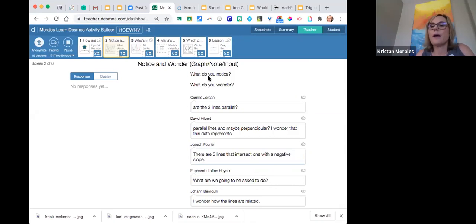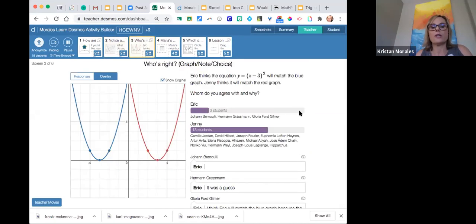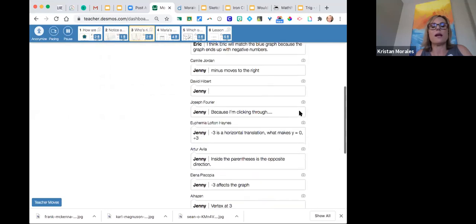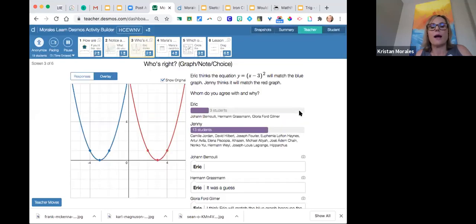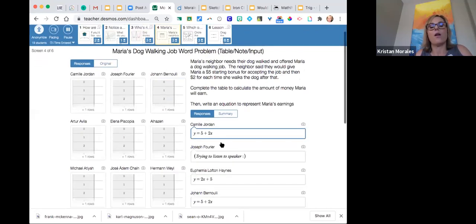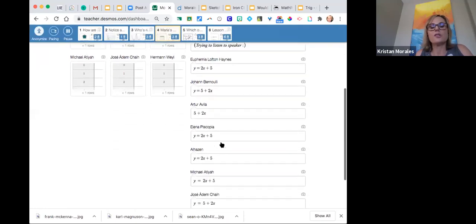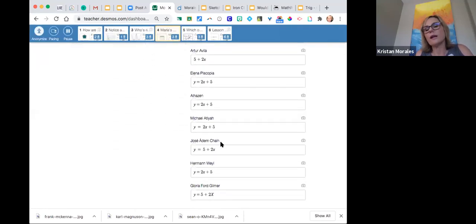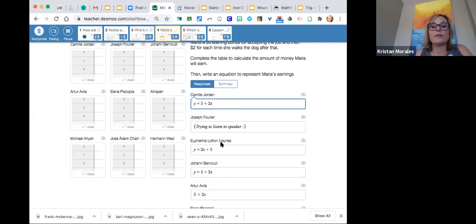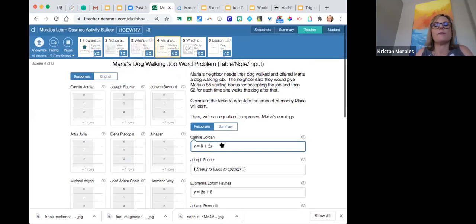Right? What's their background information on this, their background knowledge? So I can do that on any question and see who thinks Eric was right, who thinks Jenny was right when we're looking at the one with the parabolas. I can take a look at all the different tables that students did and all the different formulas that students came up with. And again, we can have a discussion about how that formula relates to the table. And is 5 plus 2x the same as 2x plus 5?